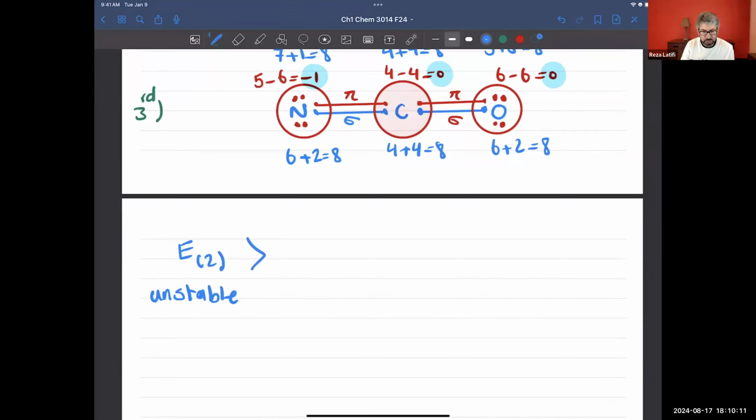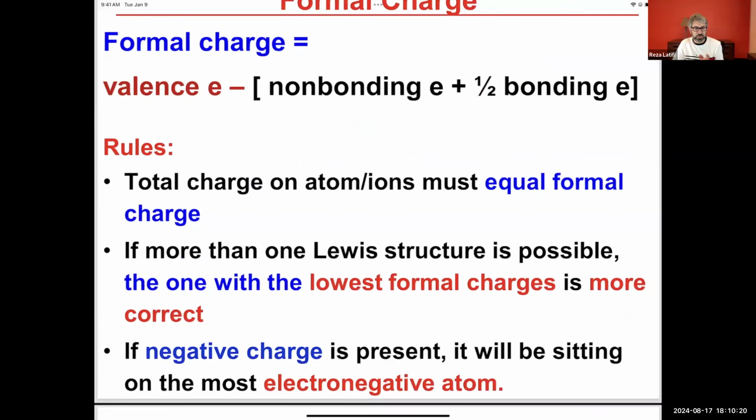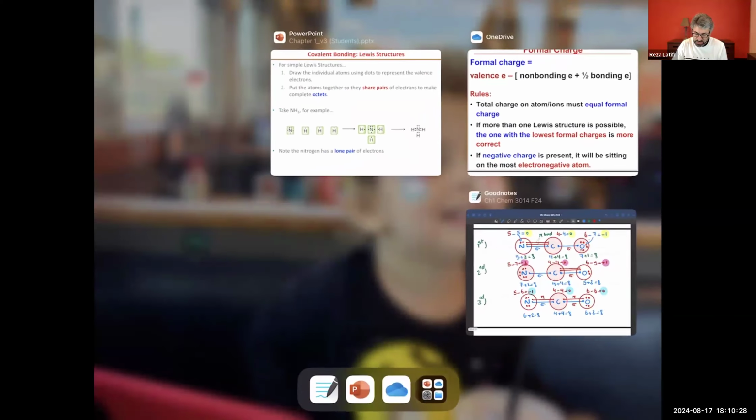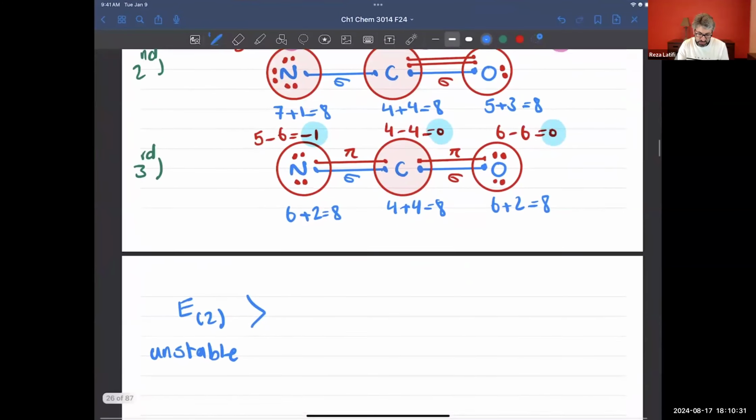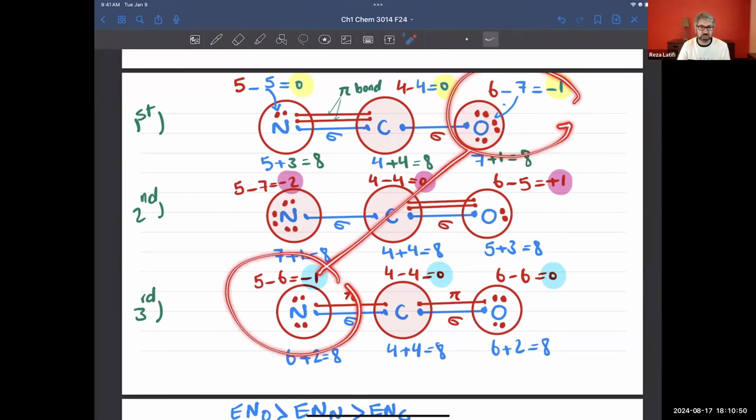Next, between 1 and 3, which one is going to be the best Lewis structure? Let's read this. It says, if you're supposed to have a negative charge, put it on the most electronegative element. And remember this: the electronegativity of oxygen is higher than nitrogen, and nitrogen is higher than carbon. Now what's the difference between structure number 1 and number 3? It's just the negative charge. Here the negative charge is on oxygen. Well, in this one, the negative charge is on nitrogen.